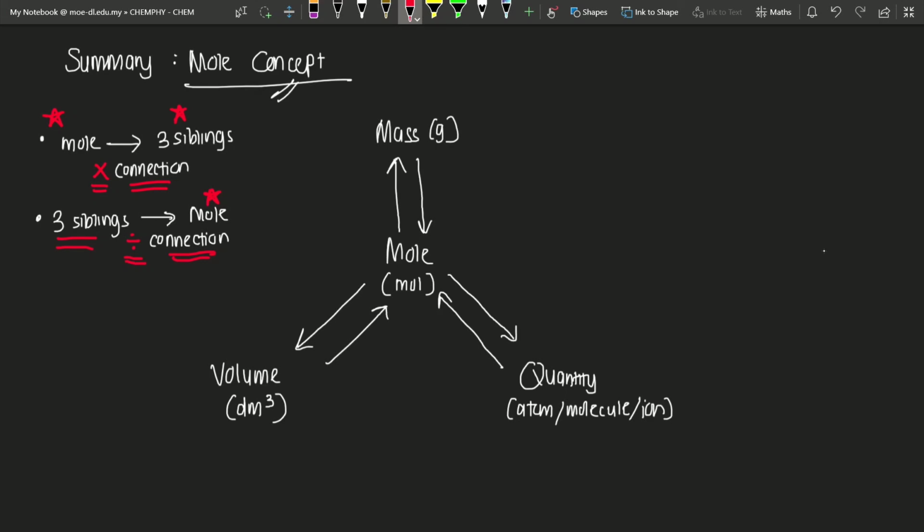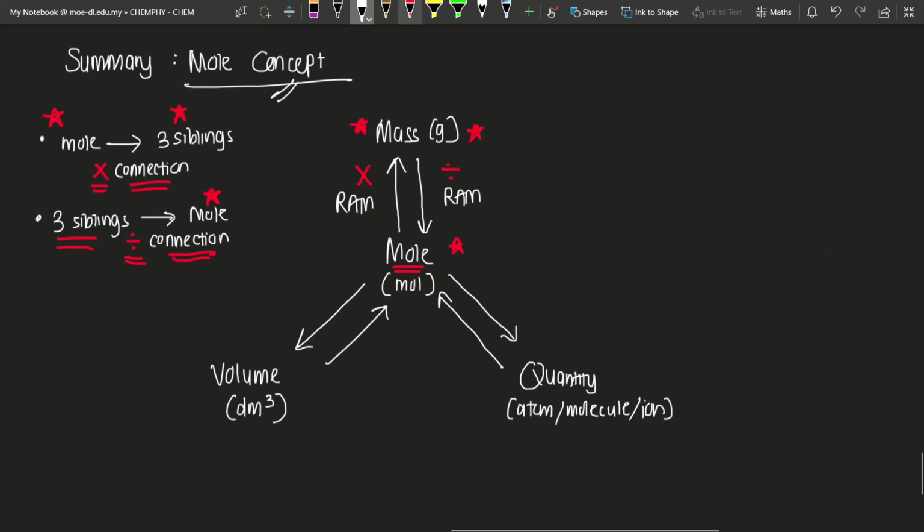So let's say we have our mole here. Mole is at the center. Mole converted to mass, look at this arrow, you multiply. Our connection is our RAM, relative atomic mass. But if you have mass and want to convert it to mole, you divide by the connection. So our connection between mass and mole is our RAM.